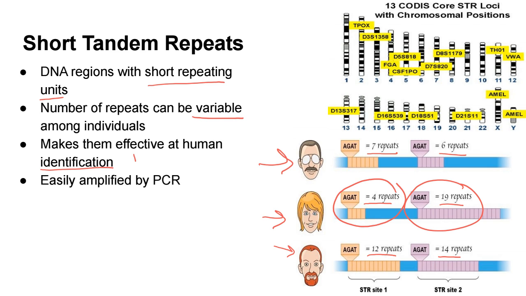There is a very low mutation rate with these repeats, so they stay pretty stable and consistent, and it helps with human identification. And they're easily amplified by PCR. They respond well to the PCR technique to help gather a large enough sample to do a quality analysis on. So this is just a quick overview of a variety of techniques, and we'll be picking apart experiments that use these techniques in class.